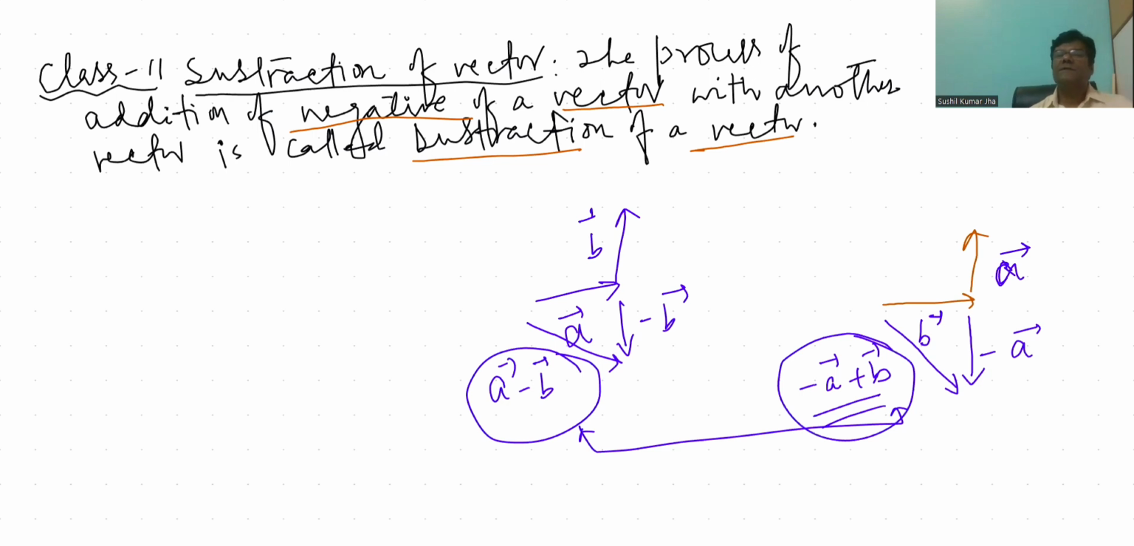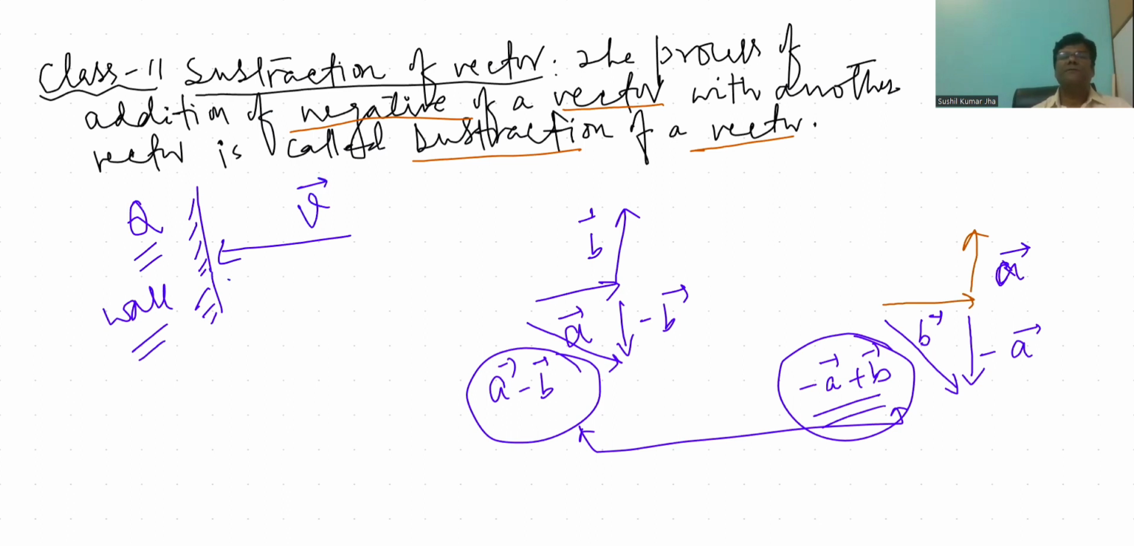But the point is, what is the usefulness or utility of it? Let's say there is a wall. On the wall, you are hitting a ball with velocity v, and the ball is coming back from the wall with the same velocity, and then you are told to find the change in velocity.